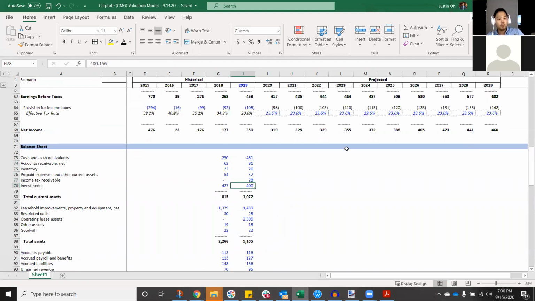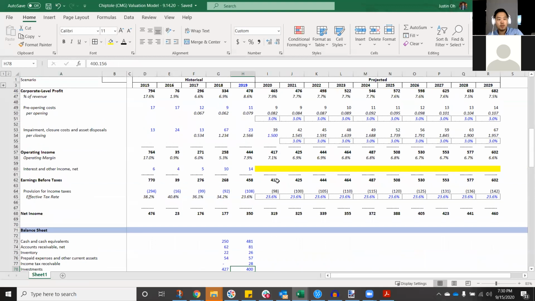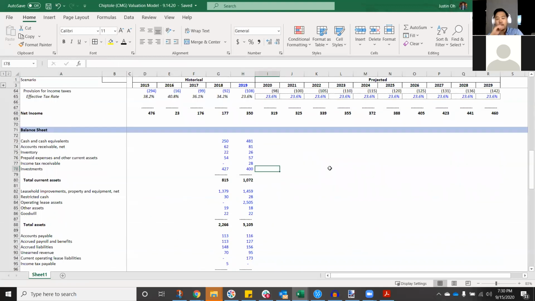Okay, so let's move on to the balance sheet. All right, I'm going to teach you the full three-statement model. So we'll go to the balance sheet. First, I'm going to rename this sheet operating.